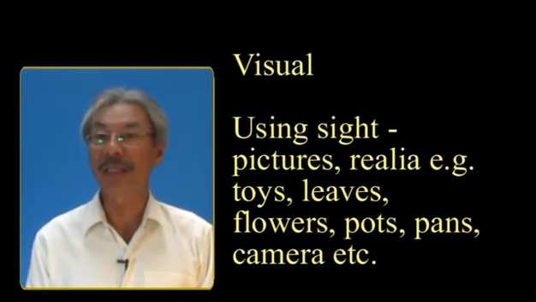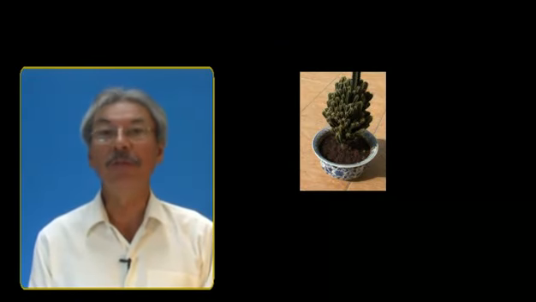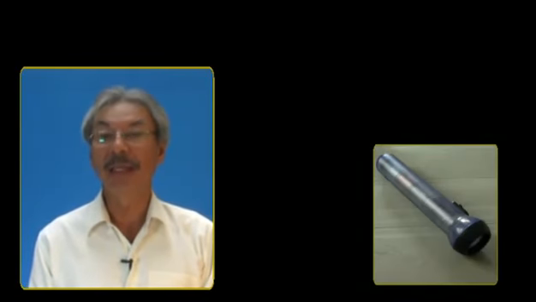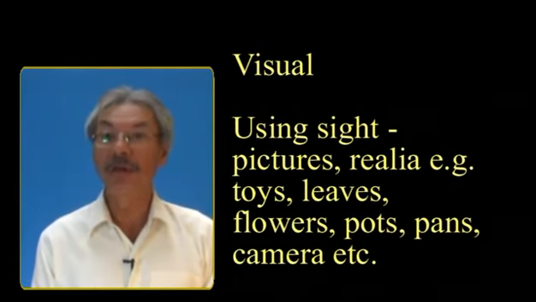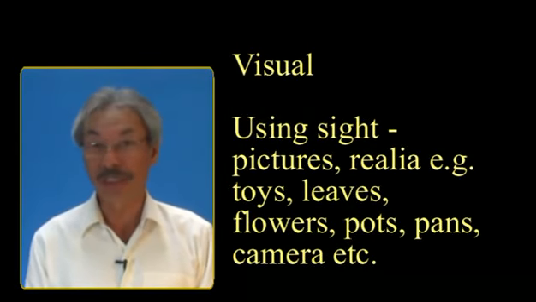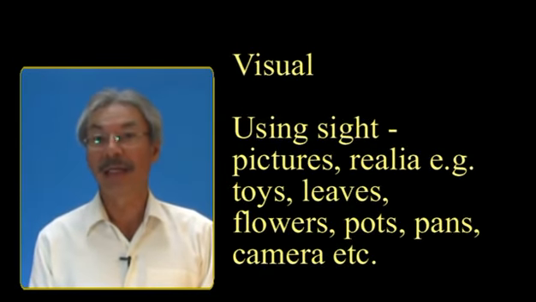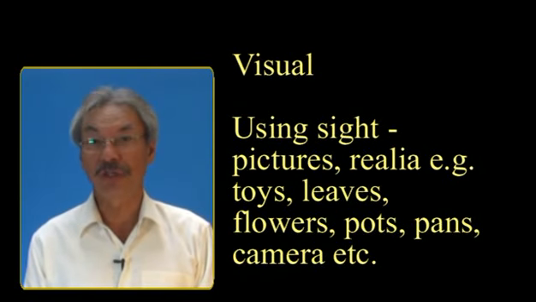V means visuals. Visuals means things like pictures and real things like leaves and flowers. If you bring this into class, then the students can see something different, not just a book, not just a blackboard, not just the teacher, but there's color. There are things that they can touch, things they can see.